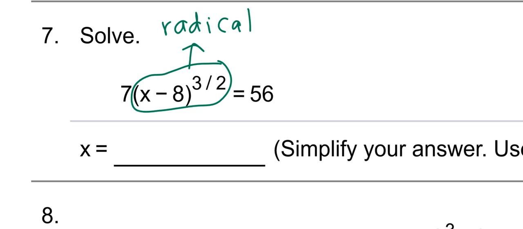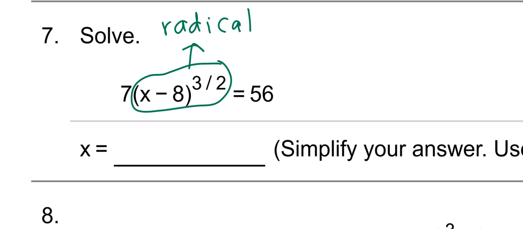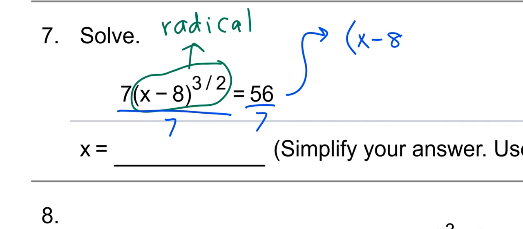We talked about how fractional exponents go with radicals, so the part I just circled in green is a radical. So my question to you is this: is the radical by itself? No. Isolate it by doing what? How do we get it by itself? Divide by 7. Very similar to the things we've done before. Awesome.